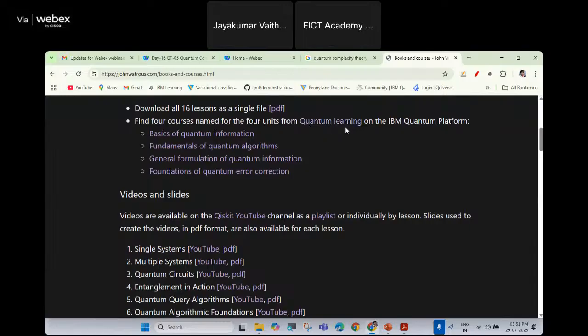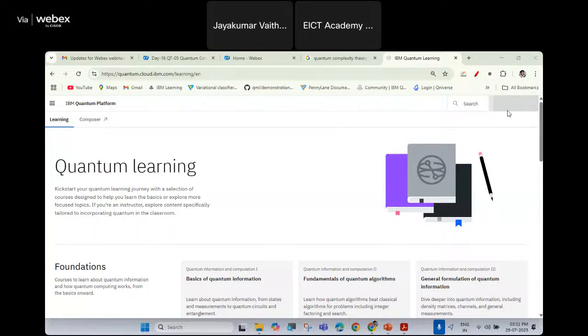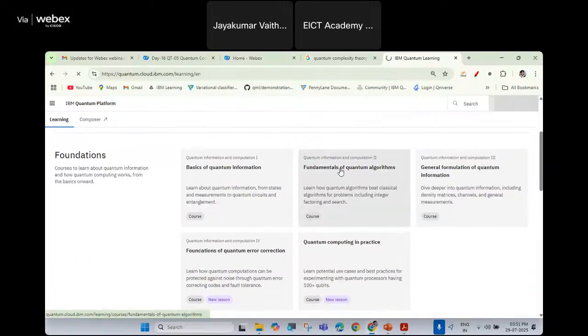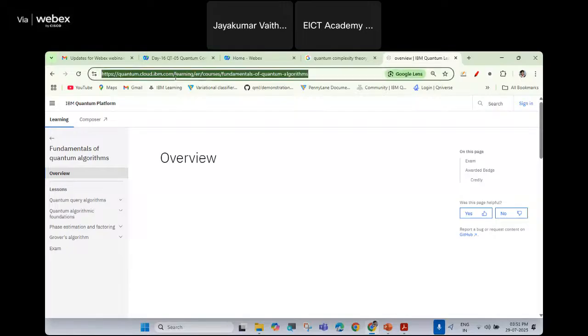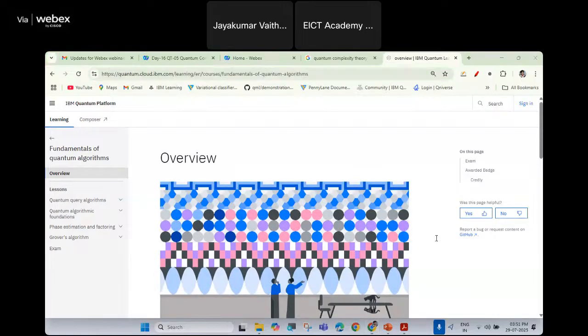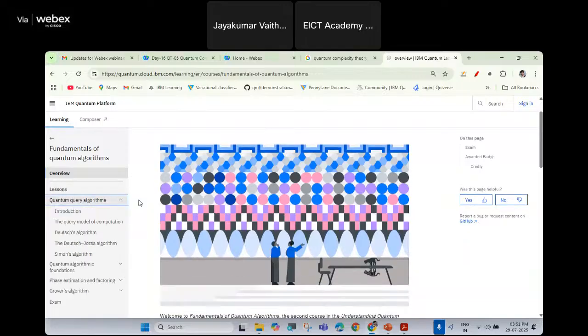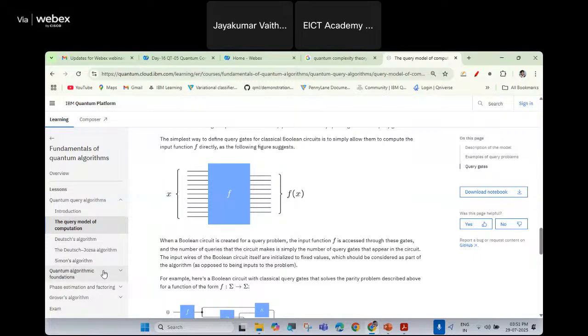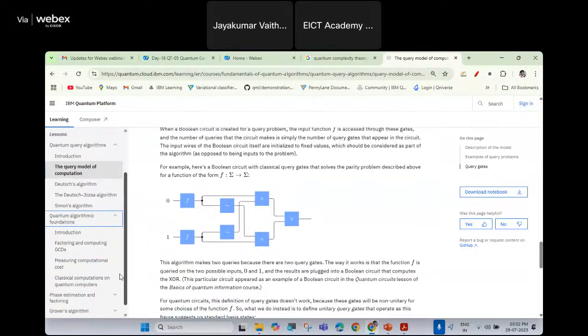I want to highlight one of the IBM courses, if you are interested. I hope all of you have an IBM account. You can go for Fundamentals of Quantum Algorithms. Whatever I discussed is given in a very detailed way in this lecture series. Please go through quantum query algorithms, where they cover the query model of computation and its complexity. Within 2 hours, covering all this is very, very difficult and challenging.